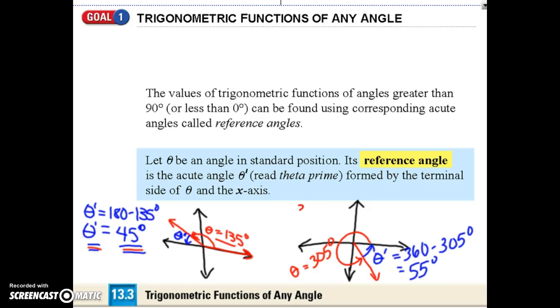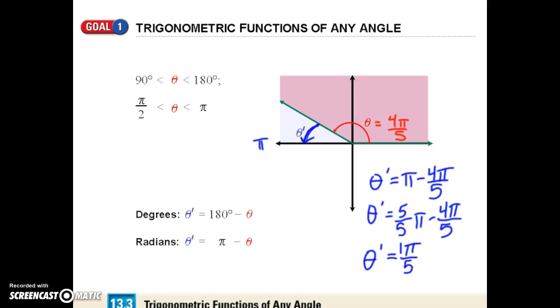In example number 2, we have the standard position angle is 305 degrees, and for the reference angle you will subtract from 360 degrees, and you'll get 55 degrees for the reference angle. For reference angles that are in the second quadrant, you will subtract from 180 degrees, or subtract from pi if it's in radians.